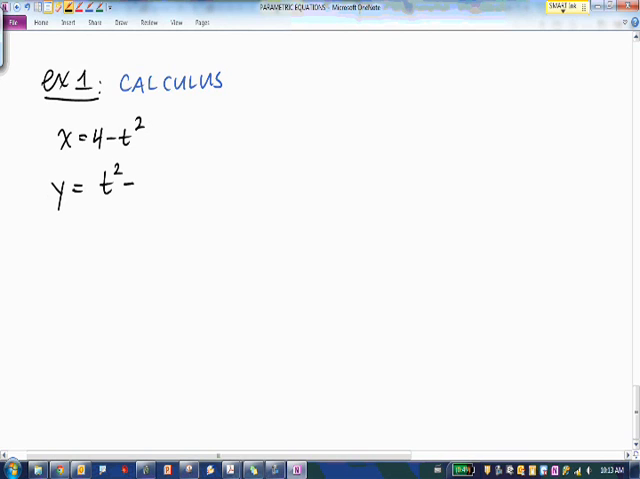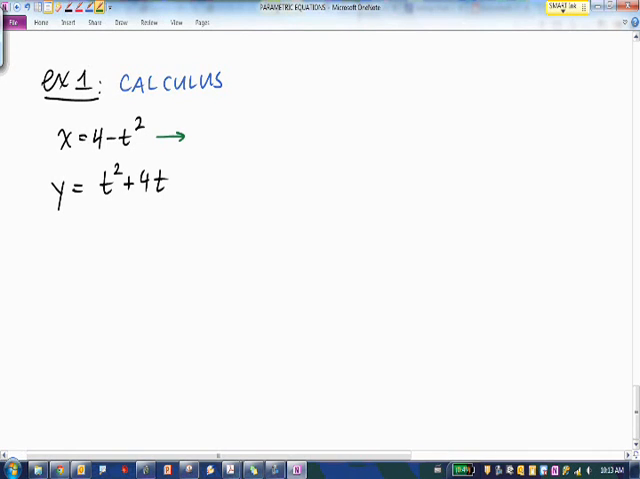Okay, so this is a calculus course, so let's take a look at an example. I'll call it example 1, and this one will involve a little bit of calculus. Let's take a look at the following set of parametric equations: x equals 4 minus t squared, and y is equal to t squared plus 4t. Let's analyze the meaning of some of the things that we're used to doing in calculus.